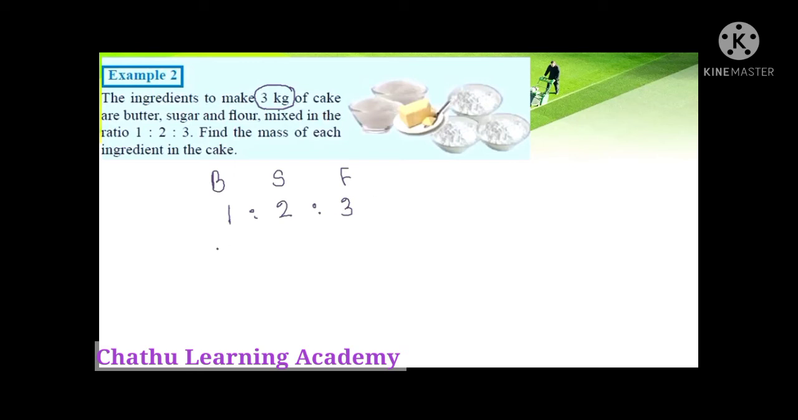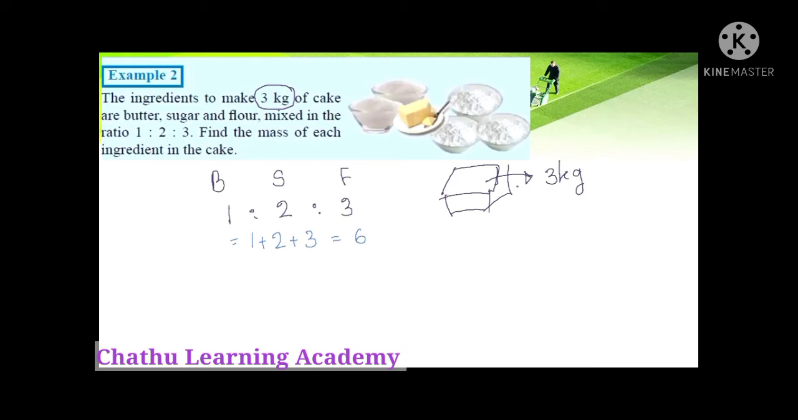Then the total mass of this cake. Let's think of this as the cake. The total mass of this cake is 3 kg. Then how many parts in this whole amount? Here we want to find the whole amount. 1 plus 2 plus 3. It is equal to 6 parts. Then 6 parts in 3 kg. Then what is the mass of 1 part?